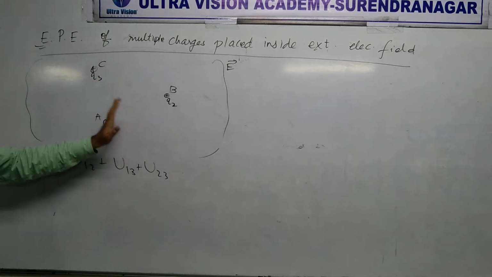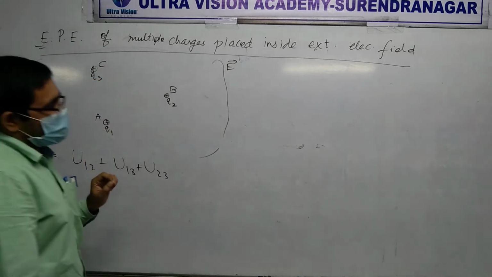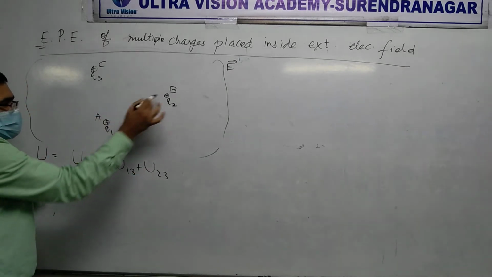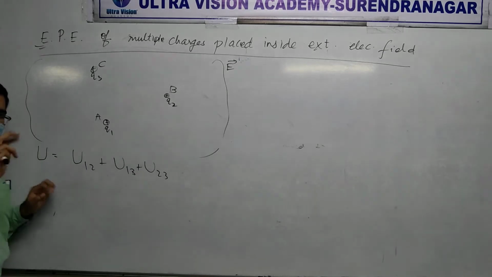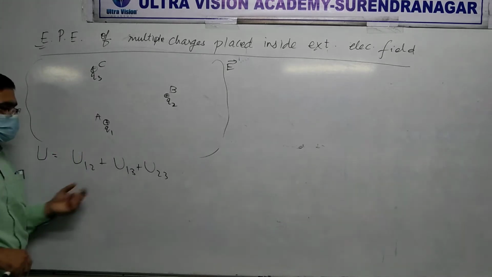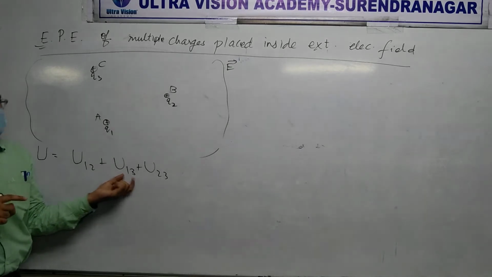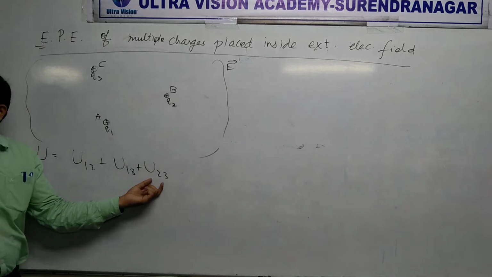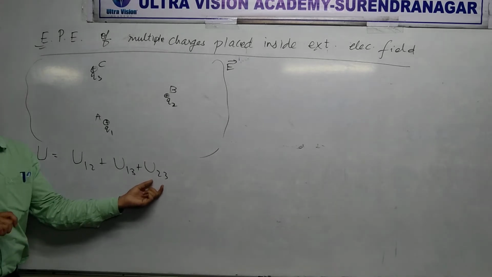Okay. But now what we have is that they interact not only with each other. That is, Q1 will apply force on Q2. Yes or no? That's why there will be a potential energy term between them. Q1 will apply force on Q3. So there is a potential energy term between them. Similarly, 2 will apply force on 3. That's why there is a potential energy term. Are there any other forces?